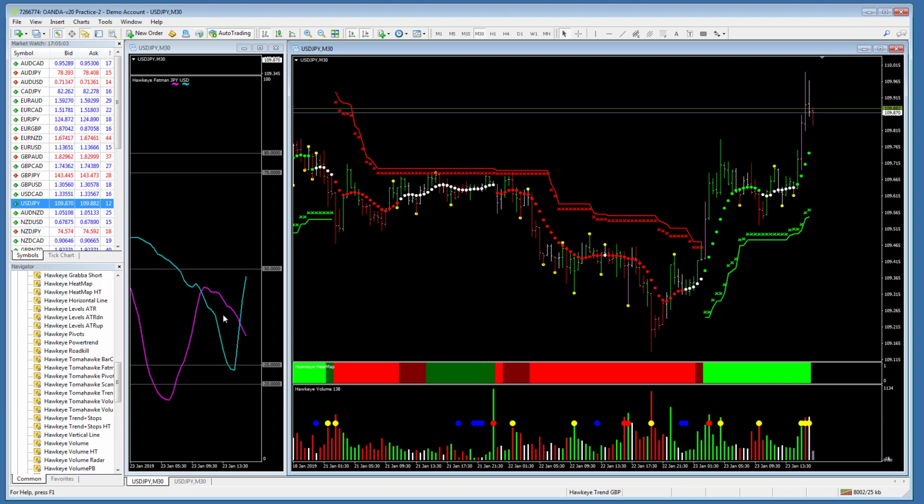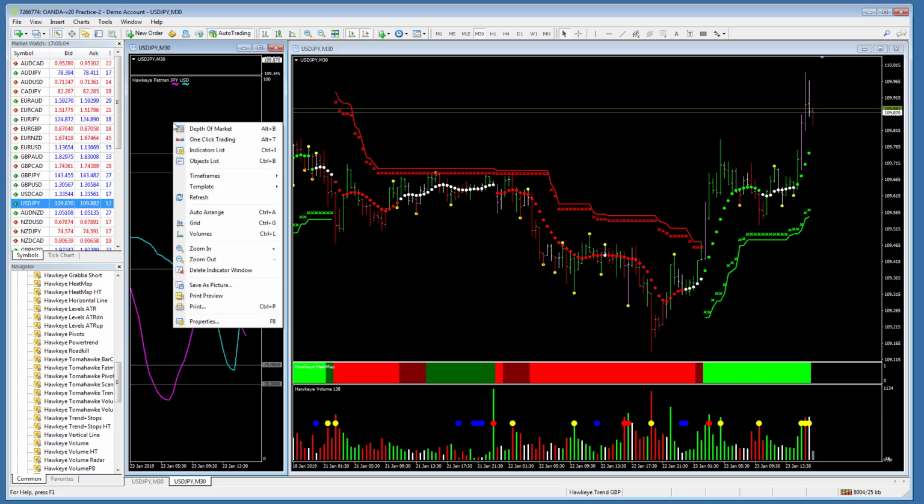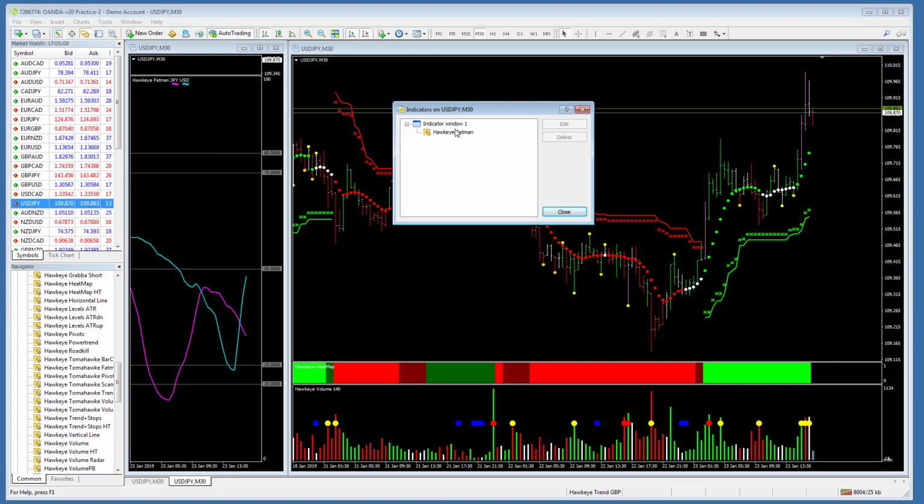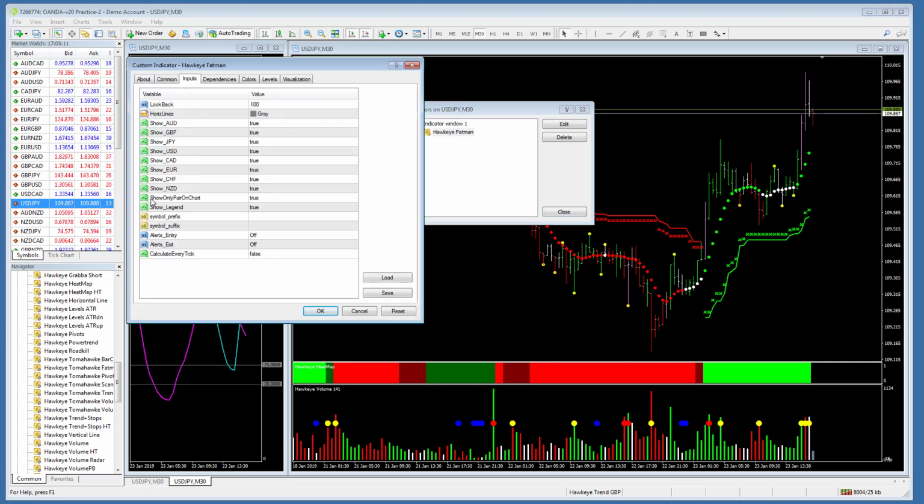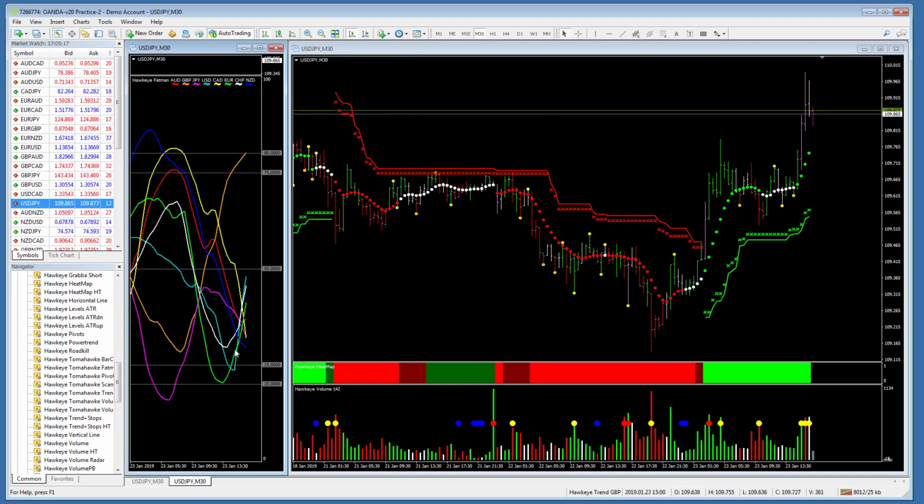I'm only showing the pair on chart for the fat man. If you edit the indicator, you can change the display to show only the pair on chart or all the pairs, just as a single pick. Okay, very simple.